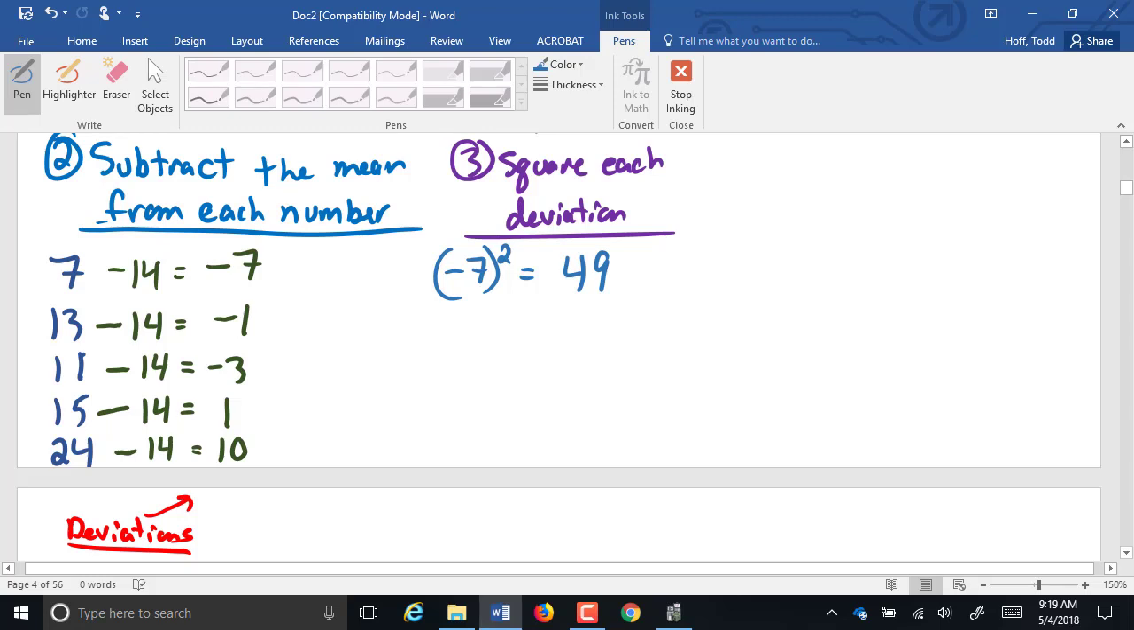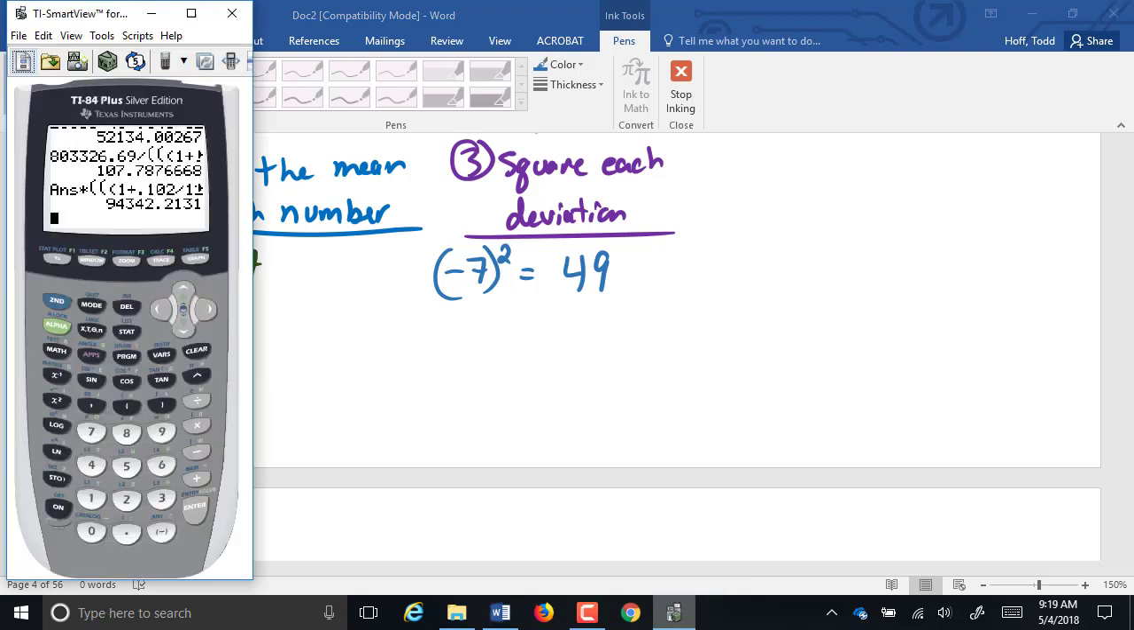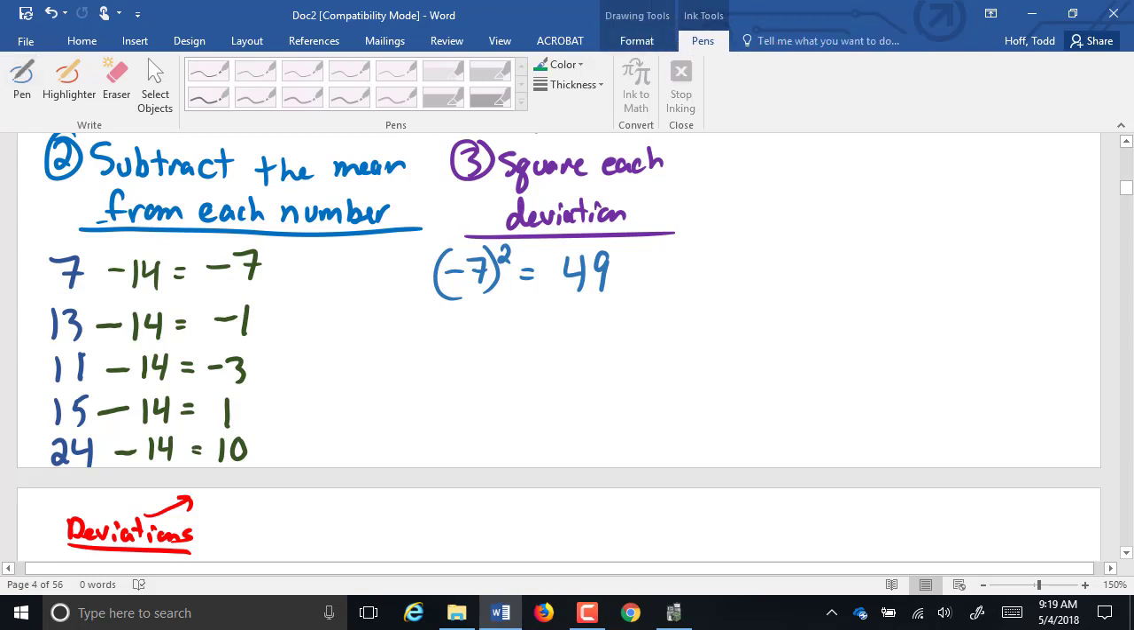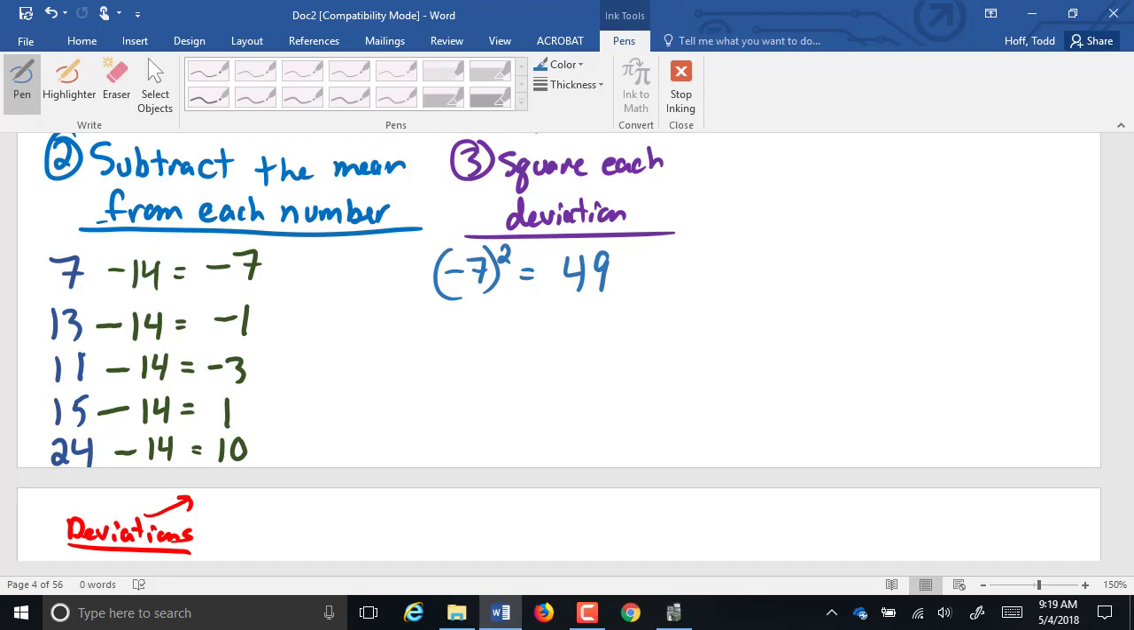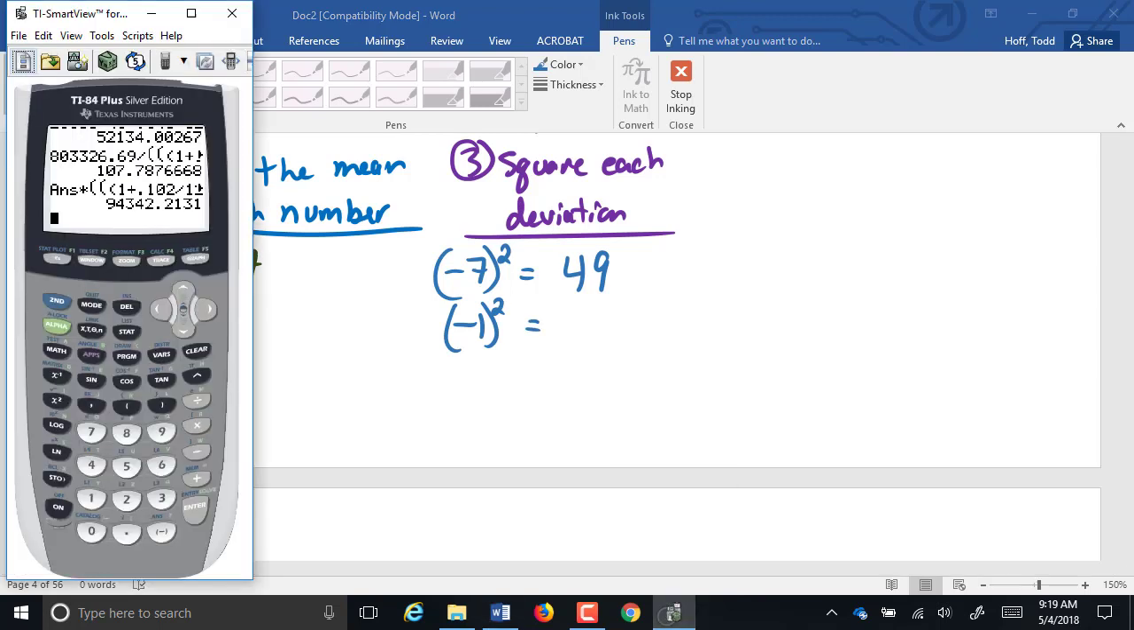The little minus down by the equal sign and the ones in parentheses. X squared should be on there. So negative 7 squared is 49. You can just do negative 7 times negative 7, too. So like on this one, I would do parentheses. You've got to use this negative here, not this minus sign. Negative 7, close parentheses, and squared.